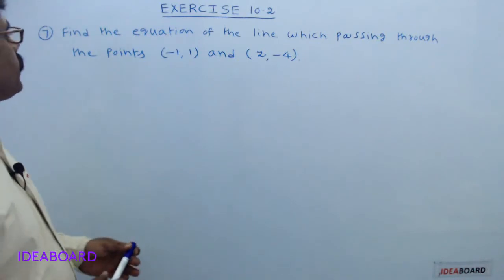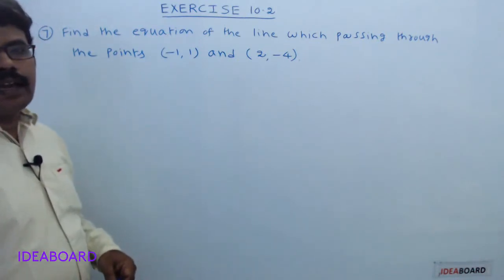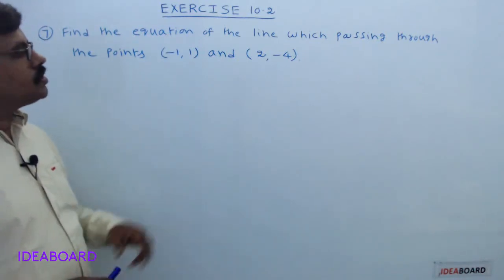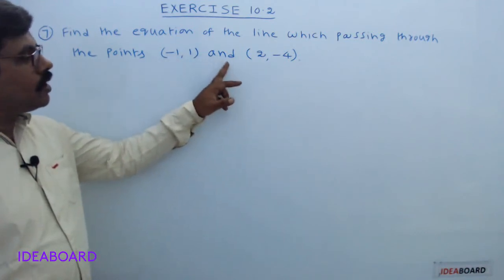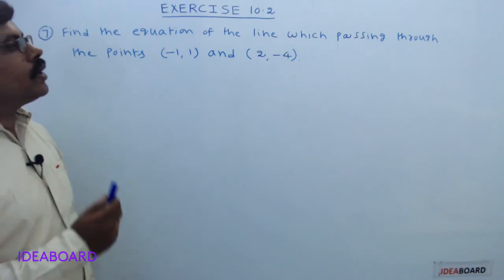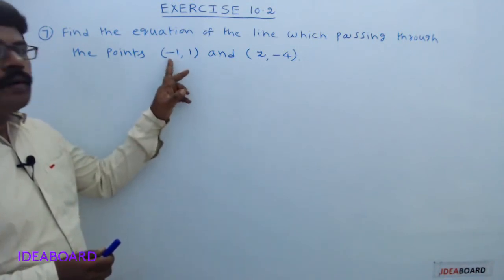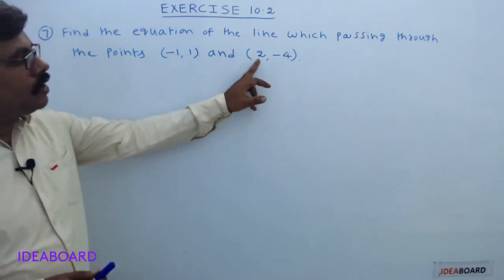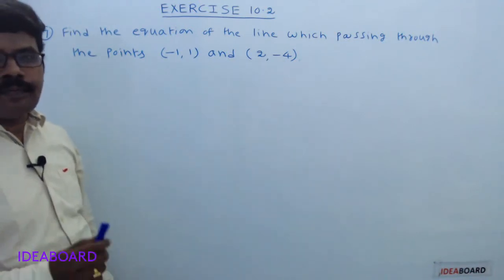Come to the next problem. Find the equation of the line which is passing through the points (-1, 1) and (2, -4). Here the required line is passing through the two points (-1, 1) and (2, -4).